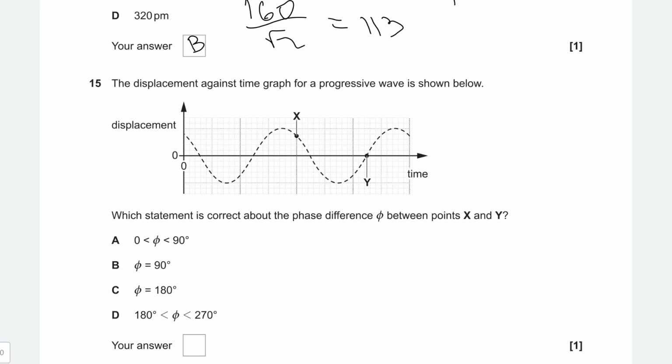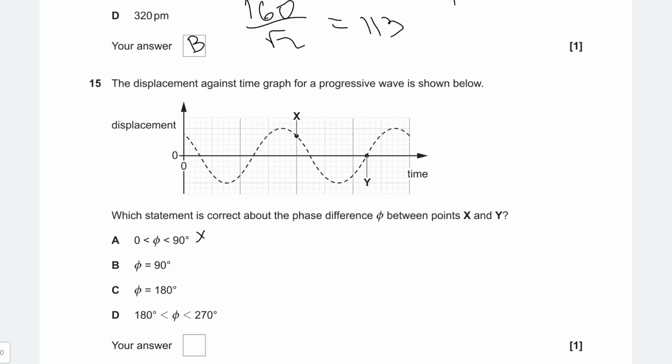Okay, 15. The displacement against time graph for a progressive wave is shown below. Which statement is correct about the phase difference phi between points X and Y? Okay, so the phase difference is between 0 and 90 degrees. Now remember, 90 degrees in all cases is a quarter of a wavelength.